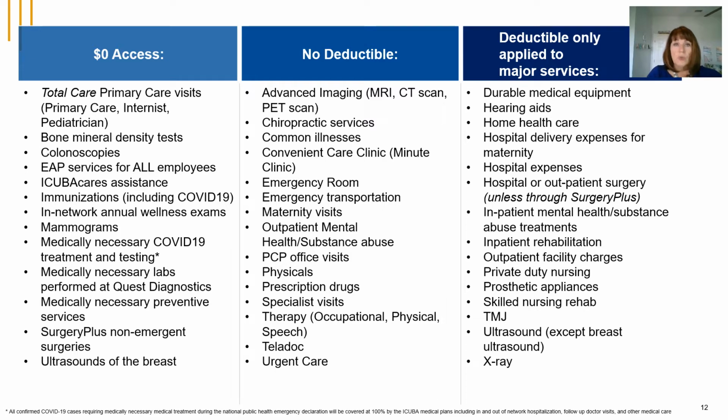Other services require that you pay a copay or coinsurance. Examples of these are found in the middle column, such as advanced imaging, chiropractic services, and urgent care visits. Major services require that a deductible be paid. Examples of these services are listed in the column on the far right. Inpatient hospitalizations, surgeries, and x-rays are all examples of services that are subject to the deductible.